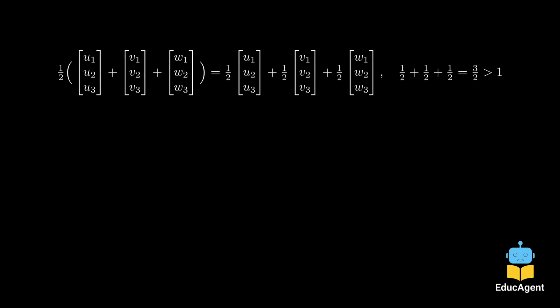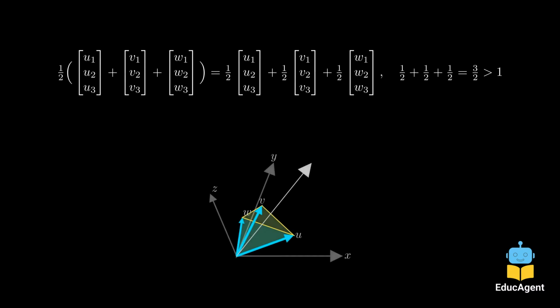Write 1/2 times the sum. It expands to 1/2 of each column vector. The 3 coefficients are non-negative, but add up to 3 halves, bigger than 1. This solid is the convex hull of 0, u, v, and w. The tetrahedron S consists of the interior and its 4 triangular faces.